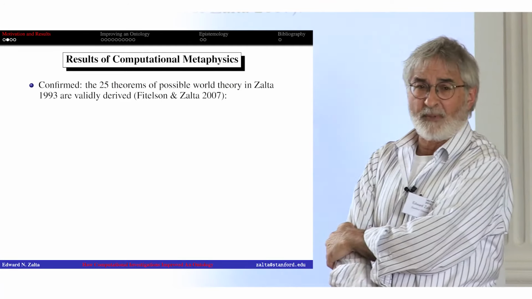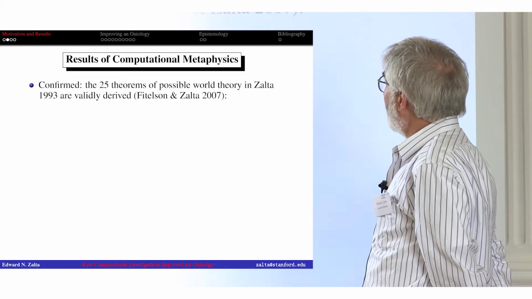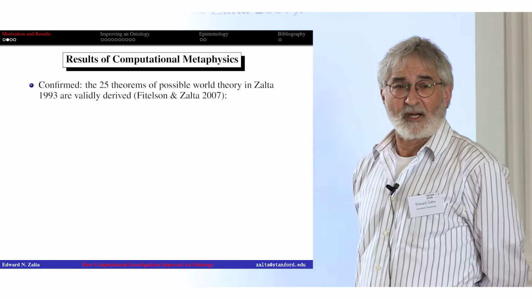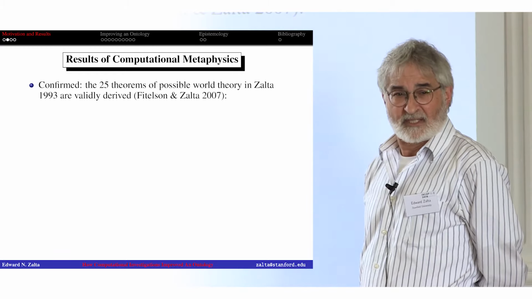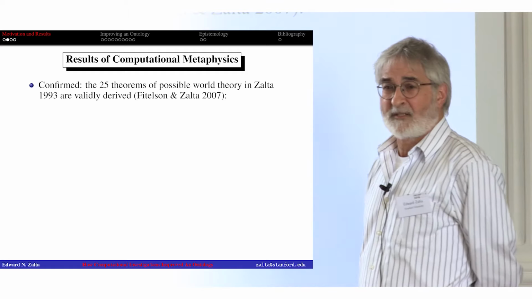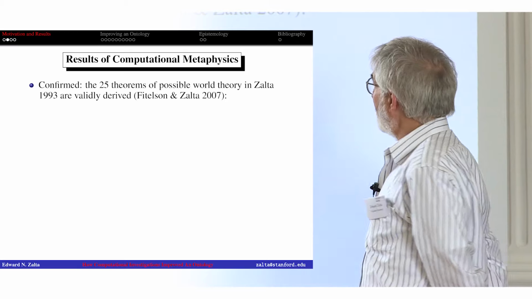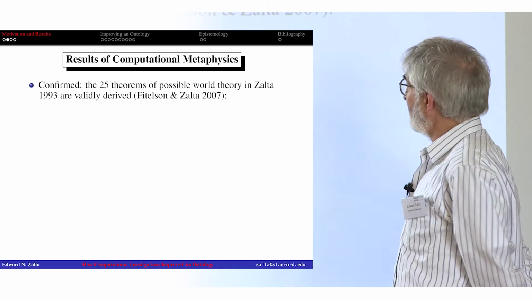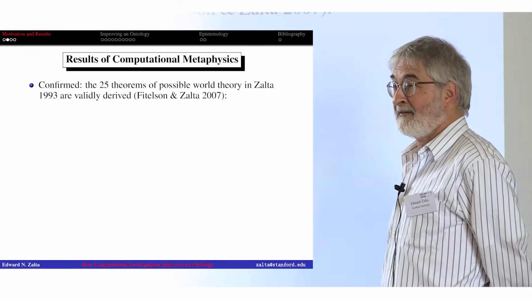I've worked with a lot of people, starting with Brandon Fitelson, who was a kid, basically, who showed up at Stanford, and he started telling me that he had worked a summer at Argonne National Labs doing automated reasoning, and I said, well, I have an axiom system. Let's see how that works. So he taught me computer automated reasoning tools, and I taught him metaphysics, and together we came up with this paper, Steps Toward a Computational Metaphysics, and we showed that the 25 theorems of possible world and situation theory in my paper in 93 were validly derived. That was a good thing. That was a sigh of relief.